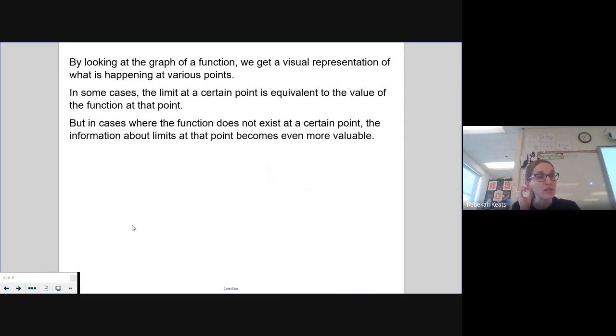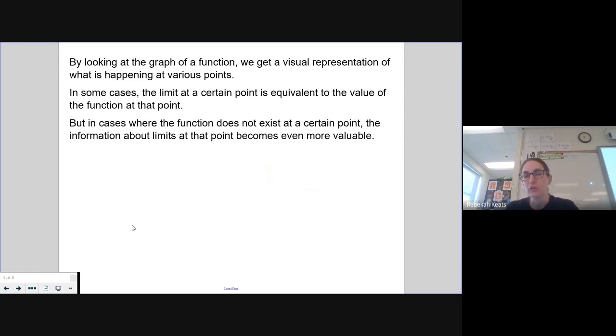So in some cases, the limit at a certain point is just equivalent to the value of the function at that point. Sometimes you can just take the x value, plug it into the function and say, well, that's where the limit is. That's the value of the function there. So obviously that's where it approaches.